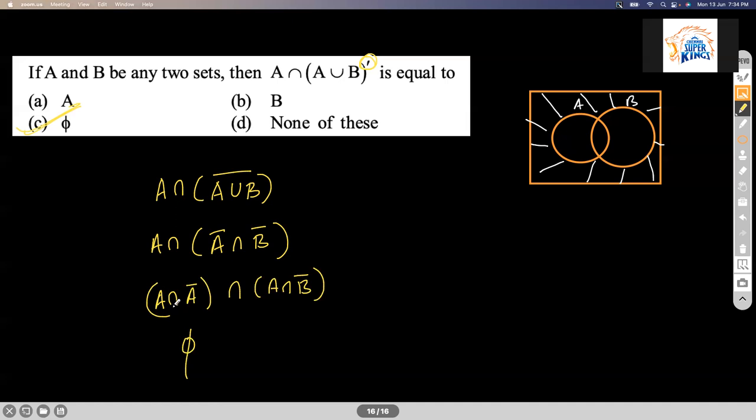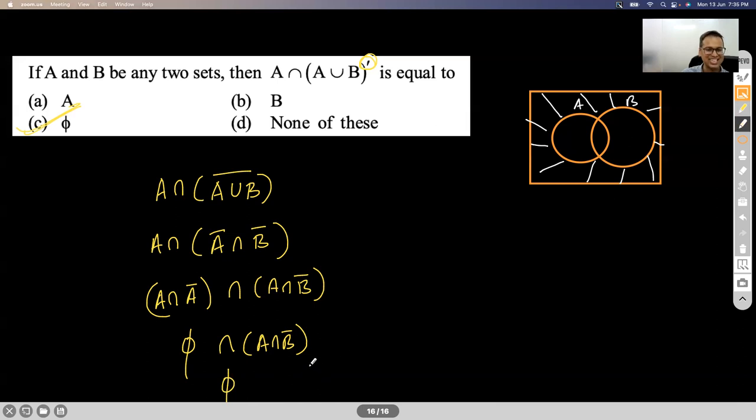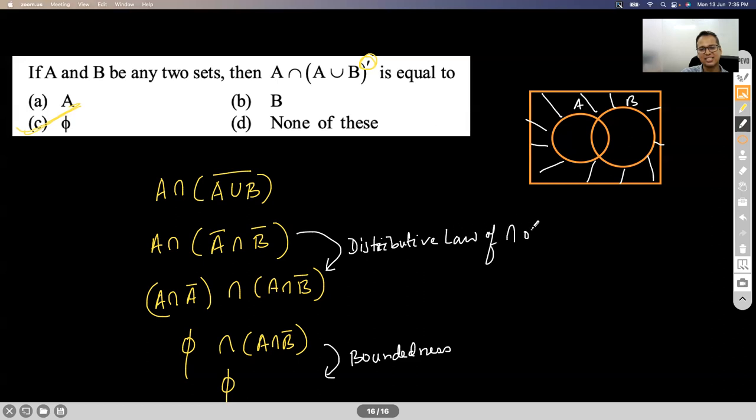Law of complementation, right? So intersection of a null set with any set gives you a null set. Which law? Boundedness, right? So from here to here, it's the boundedness law. From here to here, it's the distributive law of intersection over intersection. Correct? And from here to here, it is the law of complementation.